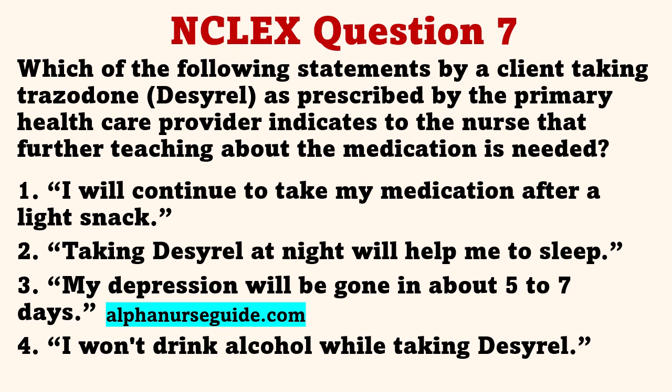The correct answer is 3. My depression will be gone in about 5 to 7 days. Rationale. Symptom relief can occur during the first week of therapy, with optimal effects possible within 2 weeks. For some clients, 2 to 4 weeks is needed for optimal effects. The client statement that the depression will be gone in 5 to 7 days indicates to the nurse that clarification and further teaching is needed.